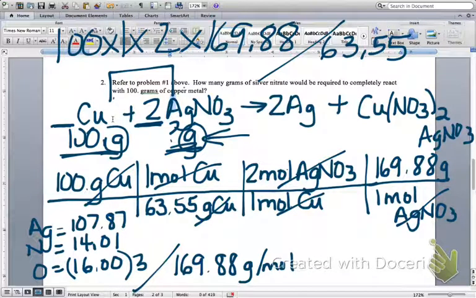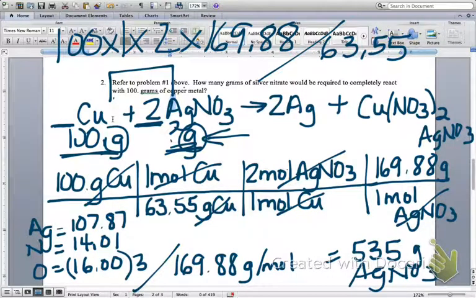So we want to round to 3 significant figures. So I got 535 grams of silver nitrate. There we go. We got it? All right.